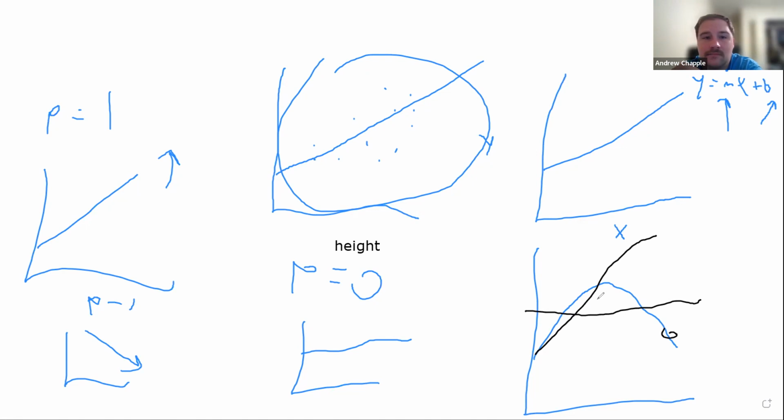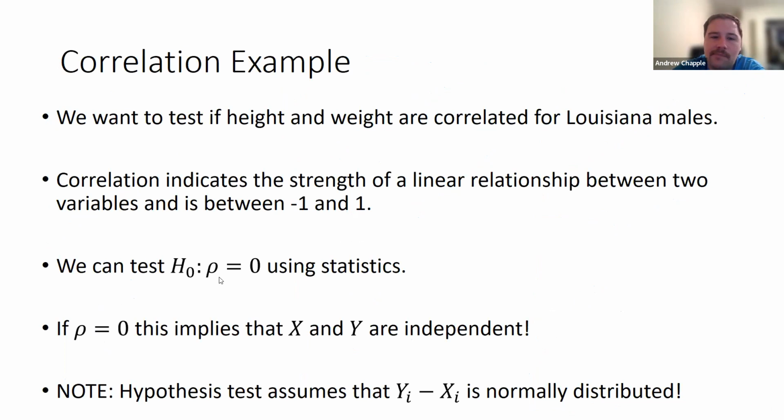So you can rely on us. What this class is supposed to do is introduce you to some basic things and also give you a little understanding of what's being reported in the literature. Okay, so I can test this null hypothesis, rho is equal to 0. What does that mean? If rho is equal to 0, X and Y are independent.